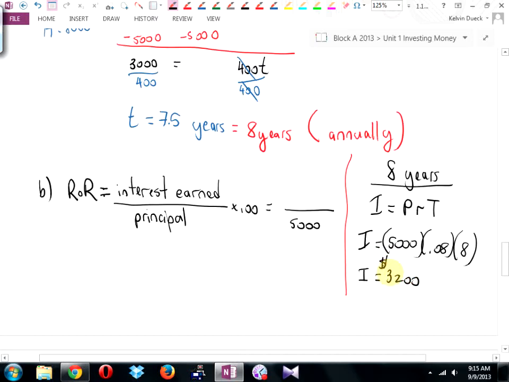So even though Ingrid only needed $8,000, because she can't withdraw it halfway through the year, she's got to leave it in for the full 8 years, she'll actually end up with $8,200, a little extra. And that's going to be the interest earned. That's going to be the number that's going to go right here.